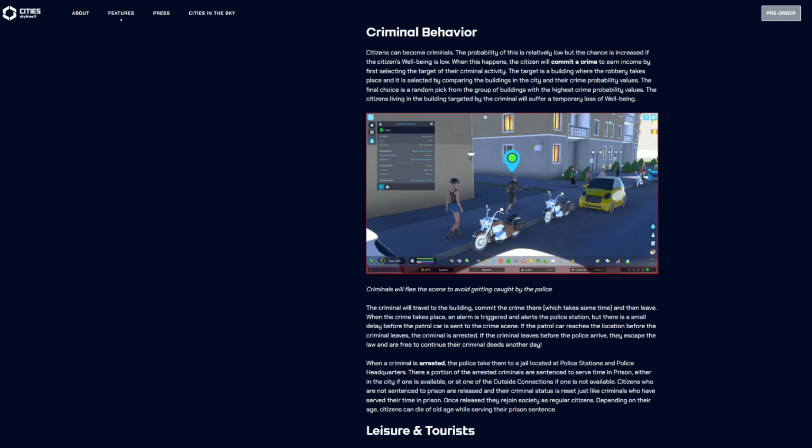So is this saying that crimes will only be basically robbing buildings? Or there's not going to be any other kind of crime? If that is the case, I really hope they expand on that going forward. Because if not, that's totally a lost opportunity, in my opinion. But it says criminals will flee the scene to avoid getting caught by the police.